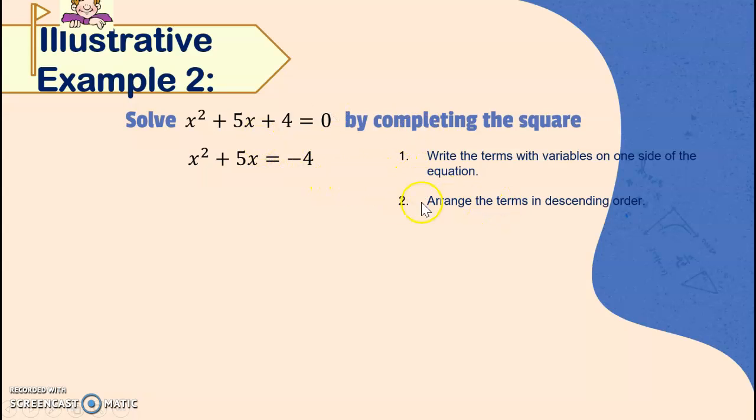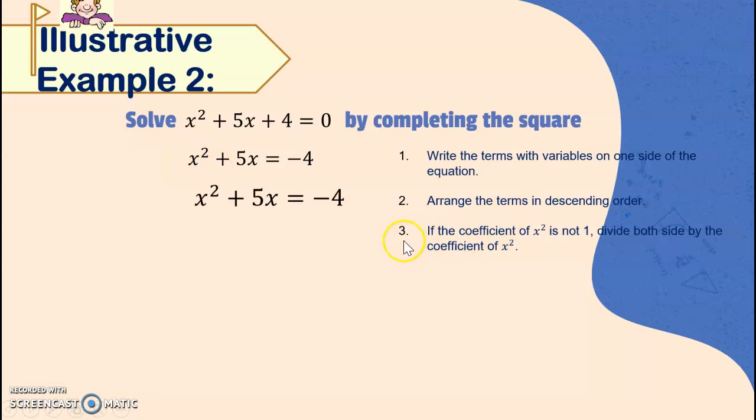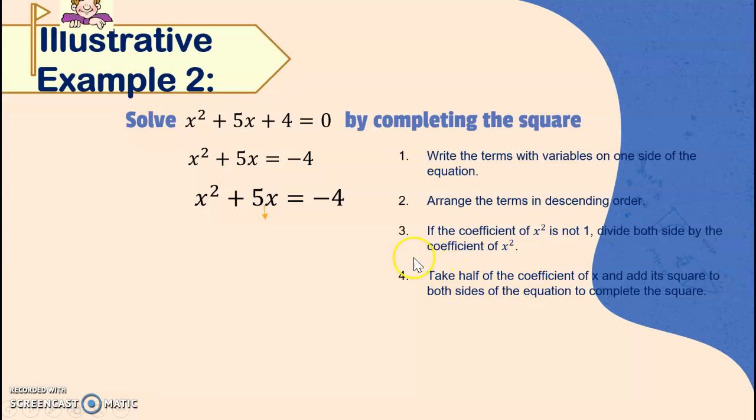Then we arrange it, so it's already arranged. After that, i-check natin if coefficient dito is not 1, then we have to divide. So this time it's 1 man. So skip tayo sa step na yan. Let's proceed to number 4. Okay, take half of the coefficient of x. So yung coefficient ng x dito is 5. So half niyan is 5 divided by 2 or 5 halves, no?